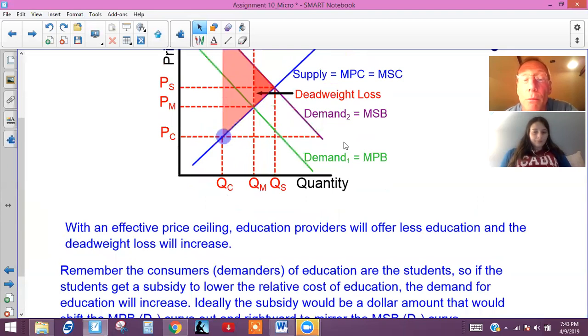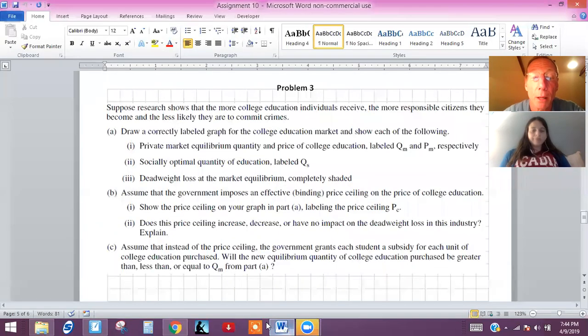So more students would be going to school. More courses would be taught overall. So that's why I marked QS right here. But it could be anywhere. I mean, you have no idea how much the subsidy is, so you have no way of knowing exactly what would happen. But you do know that there would be more courses being offered with the subsidy. Okay, and that's it. I think that's everything on that one.